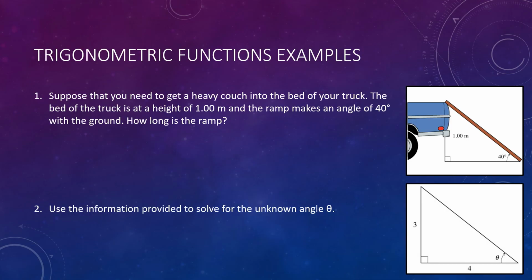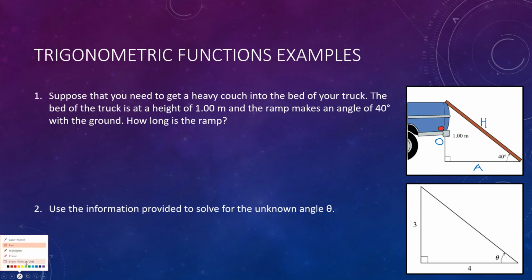So let's begin first by defining our sides. Notice this traces out a right triangle. This is the longest side here, so this is our hypotenuse, H. The side here, the height of the truck, that's opposite to our 40-degree angle, so we'll label that as our O. And this side down here is the adjacent side, A.